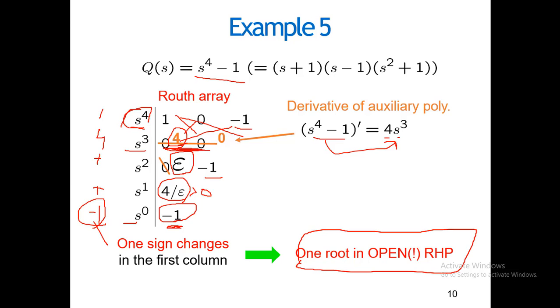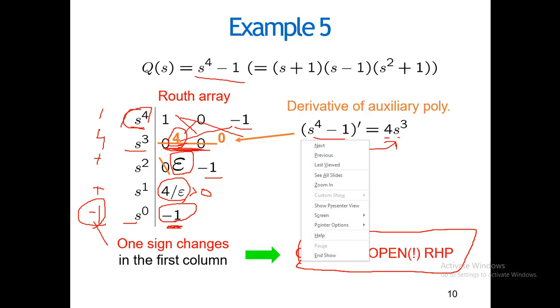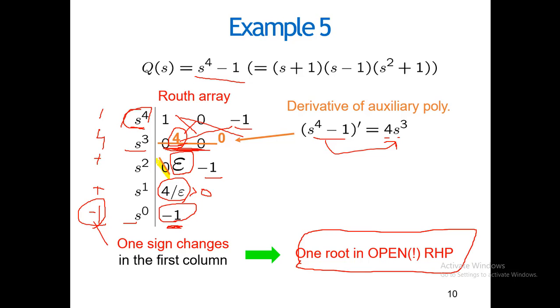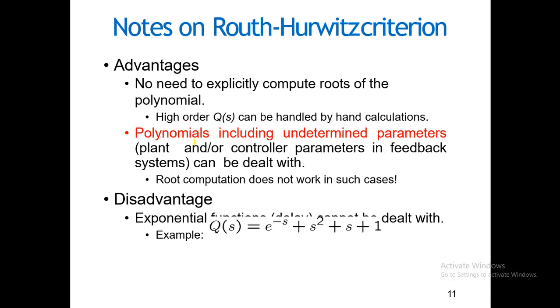So these were the two cases in which either the first element is 0 or the complete row is 0. These are the two special cases you are dealing with. So let's conclude this RH criteria. The advantages are mentioned over here.